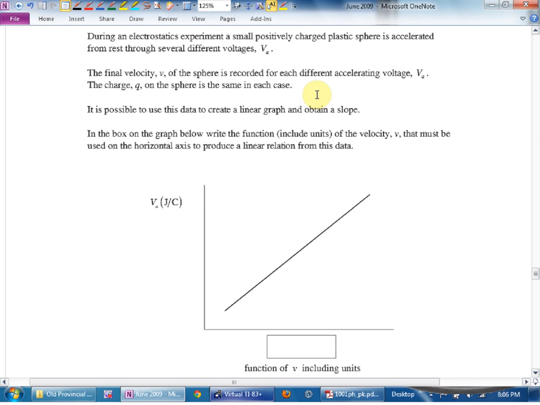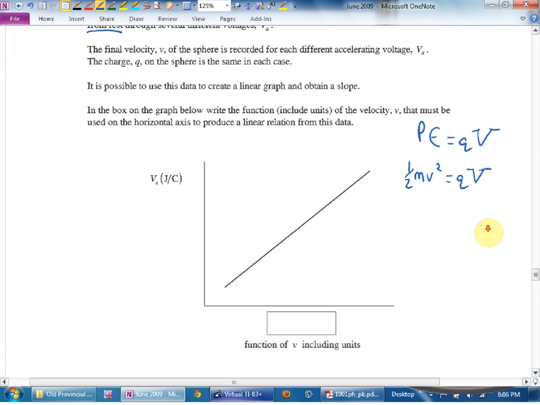I remember this one. Potential energy was QV, where we had all of your kinetic becoming all of your potential. From rest, so what's your initial kinetic? And your final kinetic is whatever you've used up going through the charge here. Okay? So the final velocity of the sphere, it's possible to create a linear graph and then obtain the slope. How is voltage and V related? They're not directly related. What do you see here?